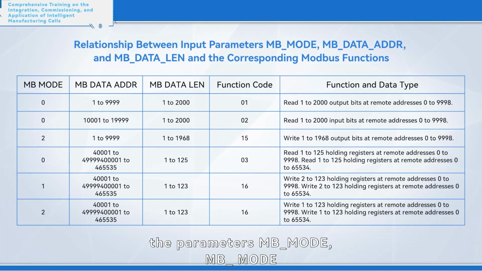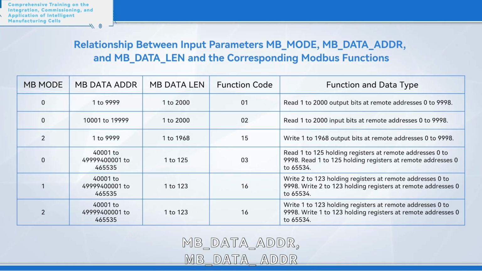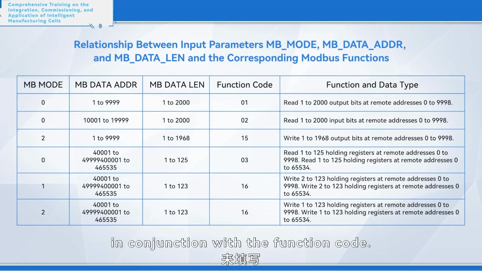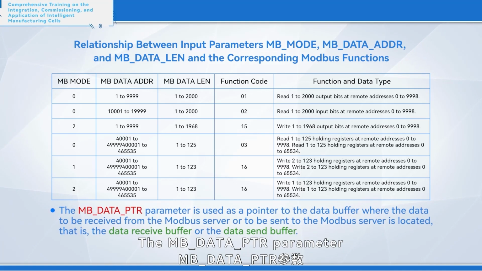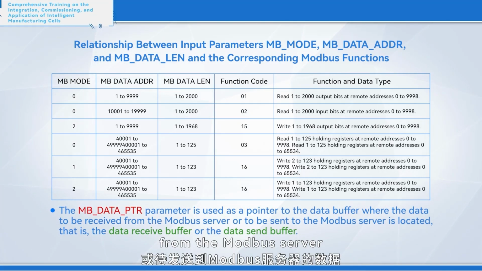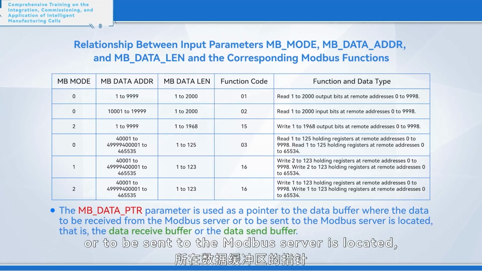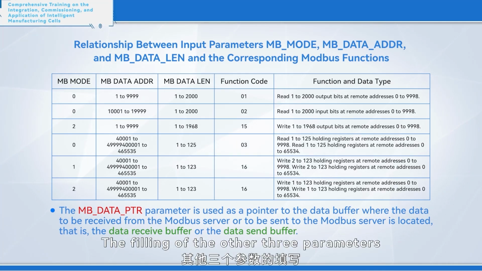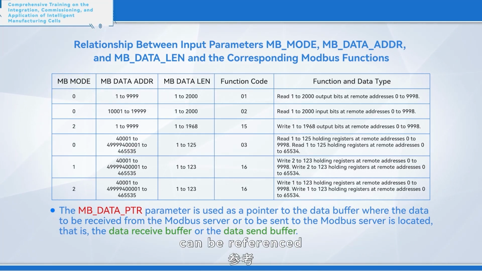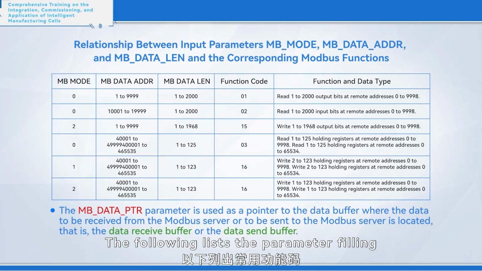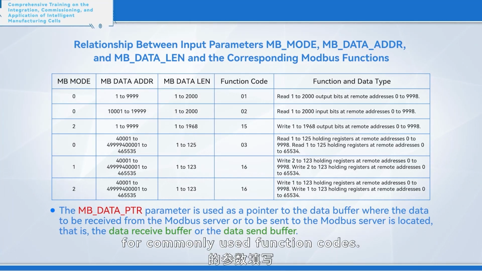However, the parameters MB mode, MB data addr, MB data len, and MB data ptr need to be filled in conjunction with the function code. The MB data ptr parameter is used as a pointer to the data buffer where the data to be received from the Modbus server or to be sent to the Modbus server is located. That is, the data receive buffer or the data send buffer. The filling of the other three parameters can be referenced from the MB client information system. The following lists the parameter filling for commonly used function codes.